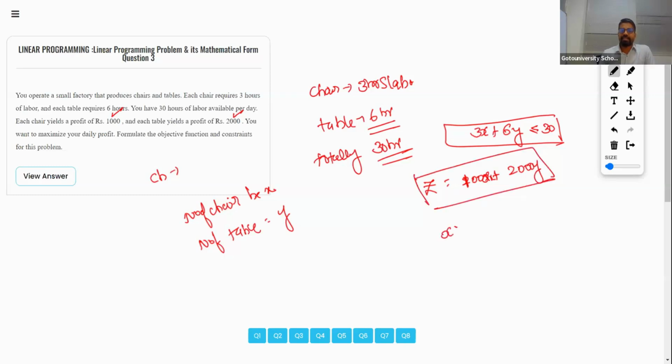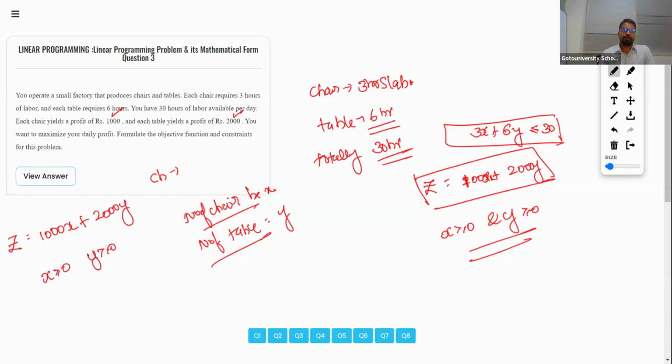So what are the other constraints? x is greater than or equal to 0 and y is greater than or equal to 0. So the objective is simply 1,000x plus 2,000y. What are x and y? Number of chairs and number of tables respectively. It's a non-negative constraint. Next, total hours is 30 hours. So 3 hours for a chair and 6 hours for a table should be less than or equal to 30. You cannot exceed this. These are the constraints, and this is the objective function.